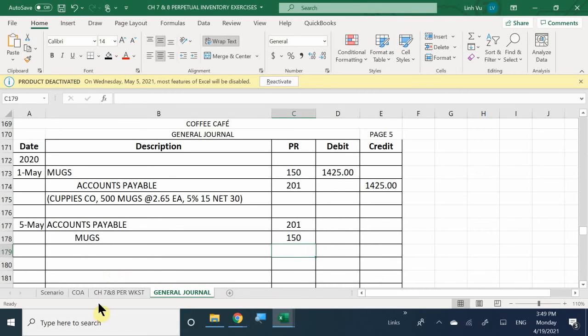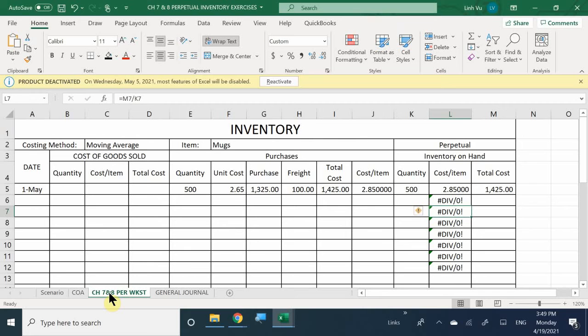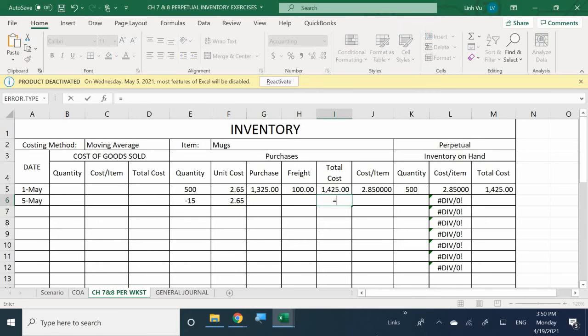So now let's go into my inventory worksheet. Where I'm going to place this is in my purchases area, right? Because I'm returning. I didn't sell my items. I'm simply returning. So in this case, this is where you could put your negatives. If I'm returning 15, I need to make it negative because I don't have it anymore. How much did it cost me per item? $2.65, okay? So what is going to be my total cost that I'm returning?